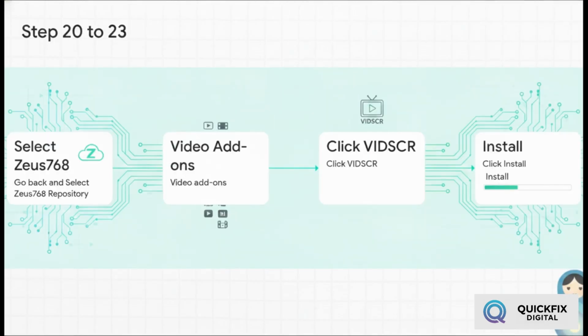Now for the absolute final stretch. Step 20, go back up one level to Install from Repository, and this time select that Zeus 768 repository you just installed. Step 21, click into Video Add-ons. Step 22, scroll down a bit and click VIDSCR. And finally, step 23, hit Install. You did it! You've successfully navigated all 23 steps and reached the center doll. VIDSCR is now installing directly onto your system.